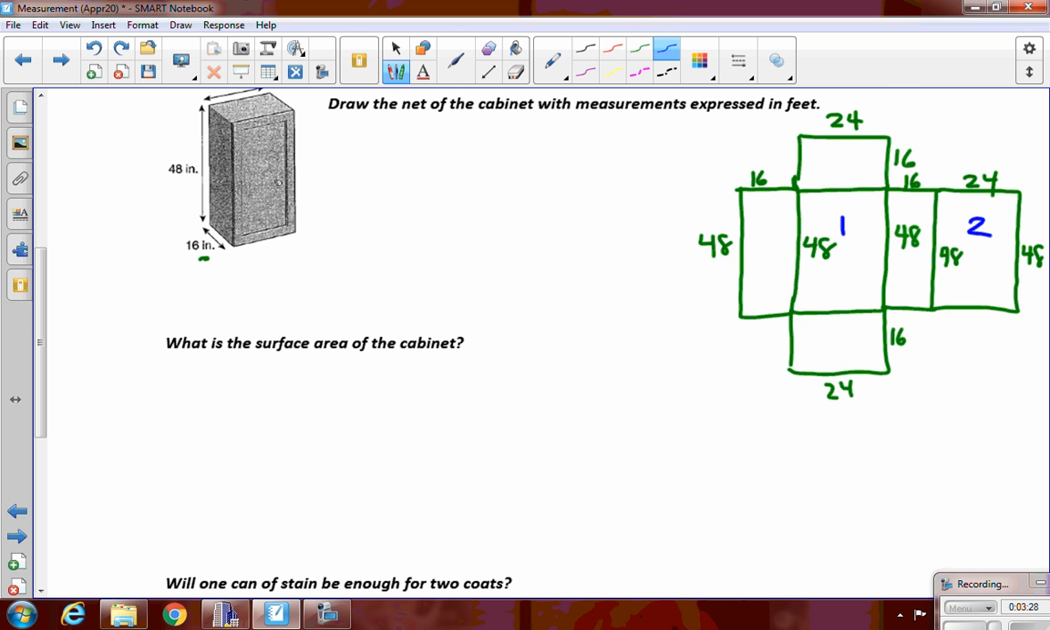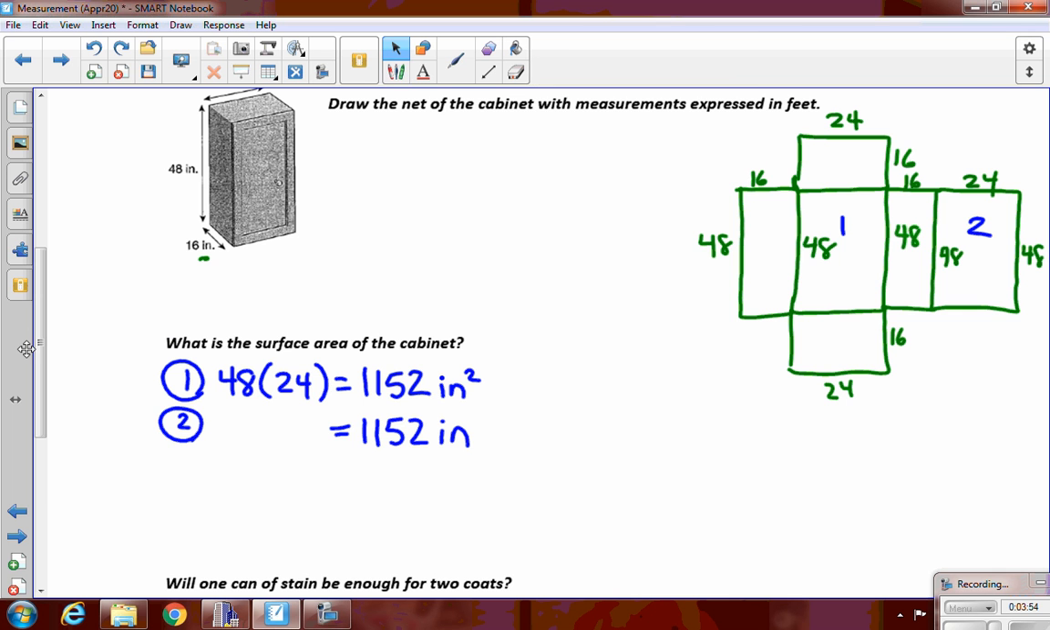So when we're finding the surface area, we talked about sides 1 and 2. Well, they're just 48 inches high, and they're 24 inches wide. That turns out to be 1,152 square inches, which is the front and the back of this cabinet.